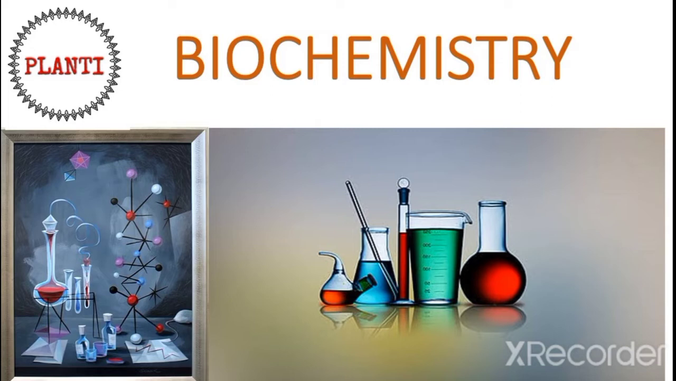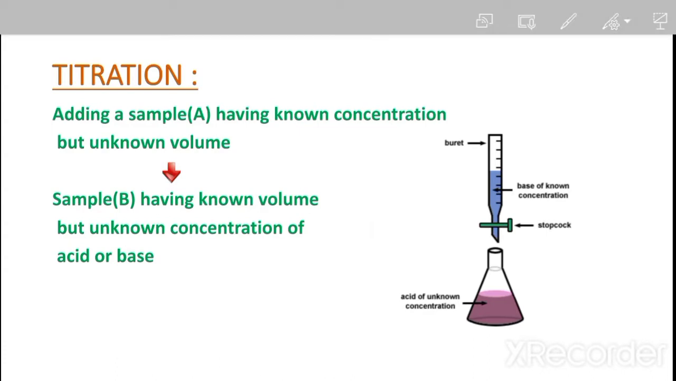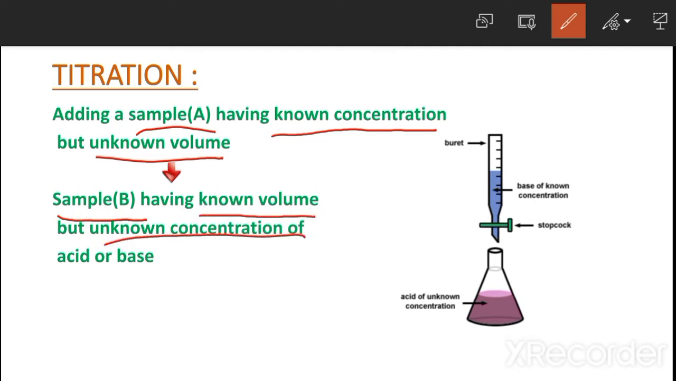Today I am going to demonstrate titration of amino acid in biochemistry. Titration. What is titration? Titration is used to determine the concentration of an acid or base. How is it determined? By adding a sample A having known concentration but unknown volume to a sample B having known volume but unknown concentration. Suppose here is present HCl, that's known volume and unknown concentration.